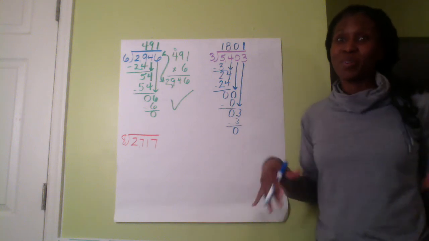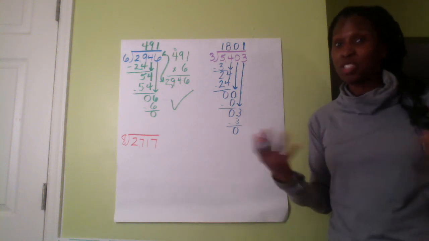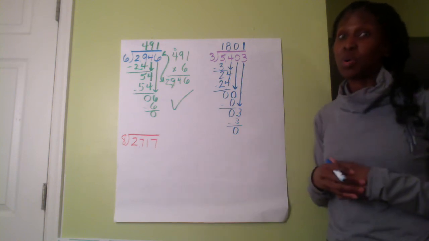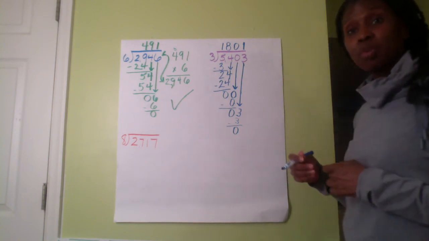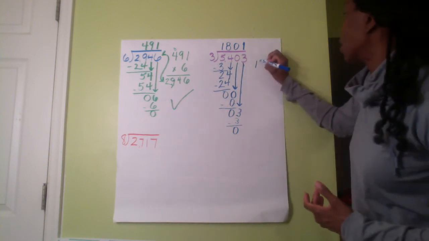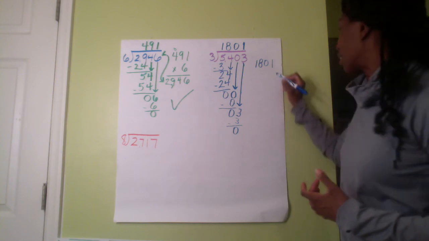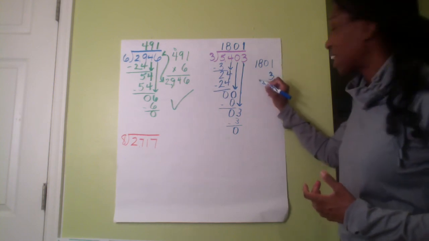All right, so is it correct? All right, you saw I don't have my teacher's manual book. It's just the book that you have. So let's check it. We're going to multiply the numbers that are outside of the house. So it's 1,801 times 3. All right, let's see what happens.